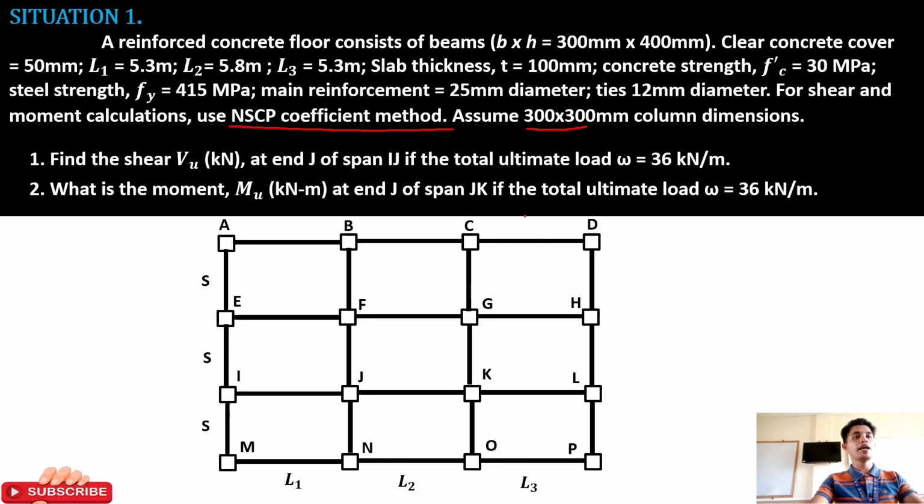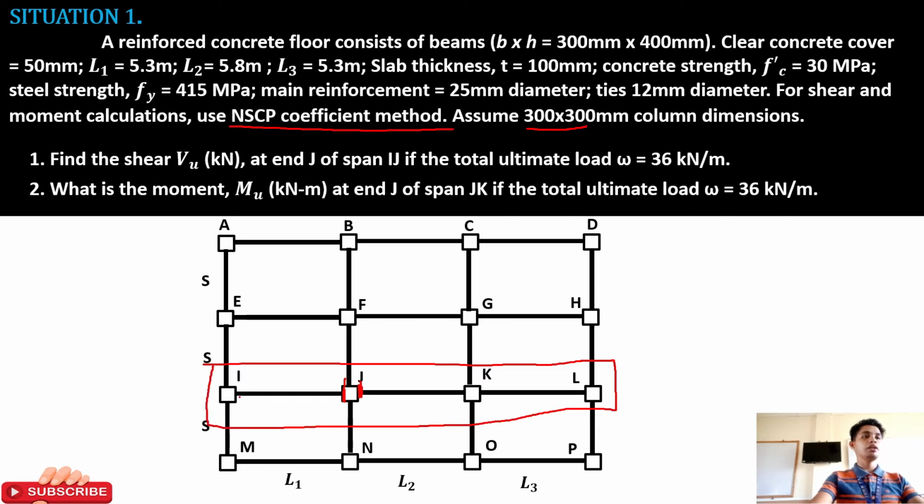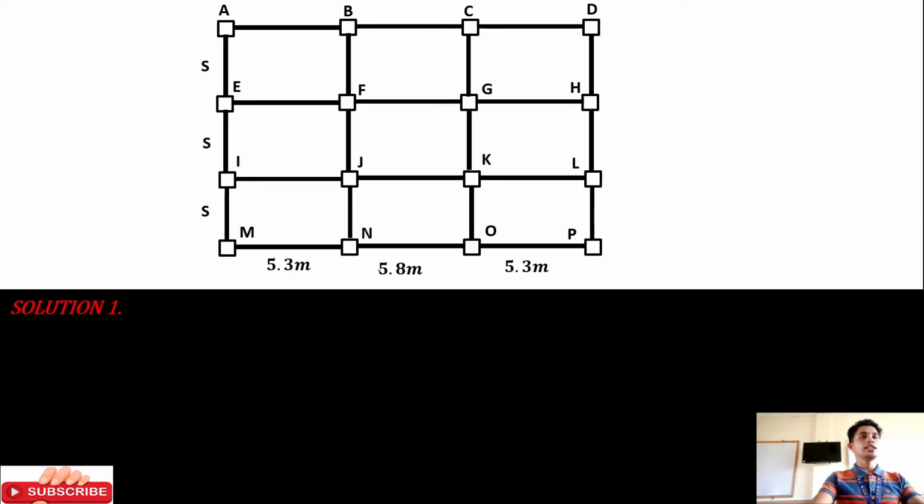So ito yung ating plan. Ito is mga column A, B, C, D. And mga column yan, yung span. Given na yung length is 5.3, 5.8, tsaka 5.3. So pinapakuha sa atin is shear daw sa end J of the span IJ. Ito yan. Shear daw dito. Tsaka moment doon sa J of the span JK. Tsaka moment dito. Okay? So, yung consider lang natin ito, beam IJKL. So, ito rin ang consider natin.